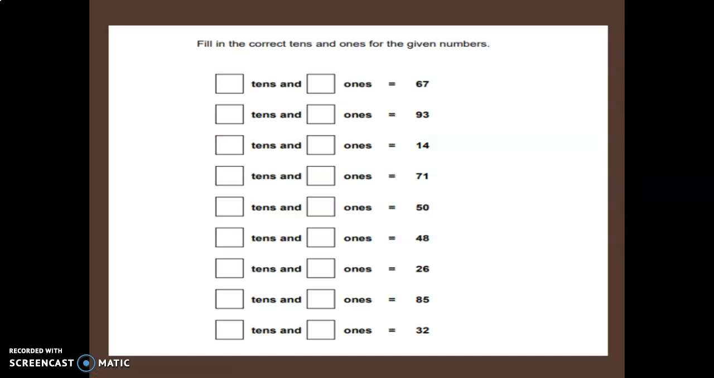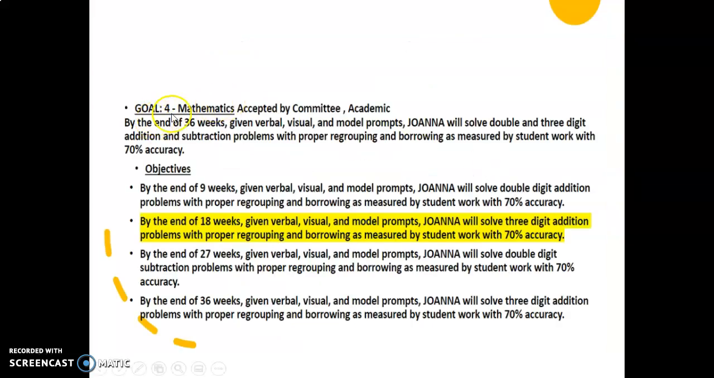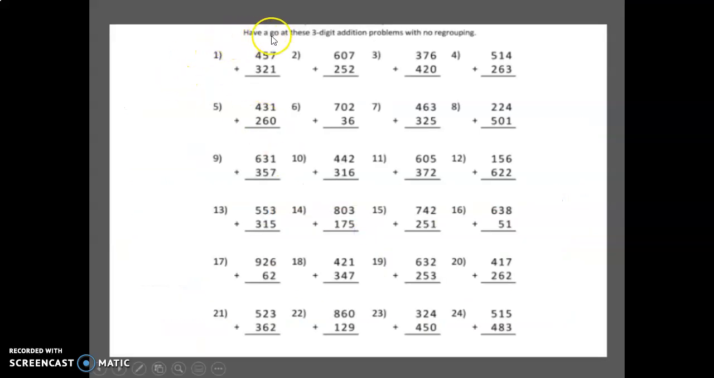And let's keep going. So now goal number 4, which is also mathematics, and you'll be doing objective number 2. You're going to be solving 3-digit addition problems. So right here you have the addition problems 1 through 24, and you're going to add.